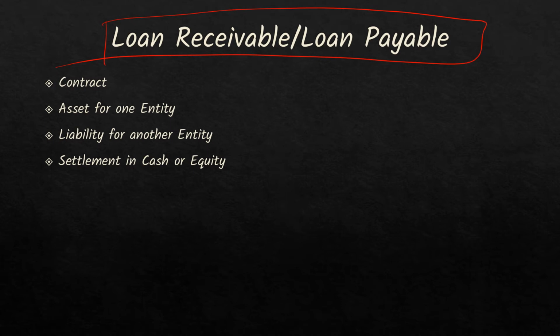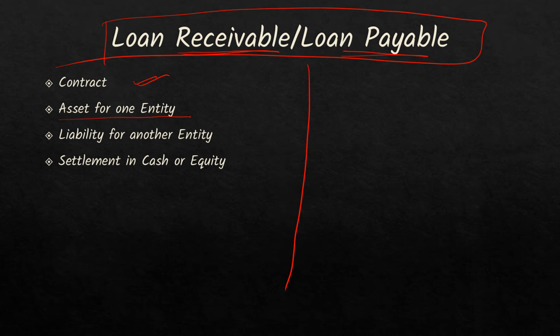You have given a loan to a certain person. So you will be showing it as loan receivable, that you have given a loan, and that person will be showing it as loan payable. So we have a contract that on these conditions we have given the loan.